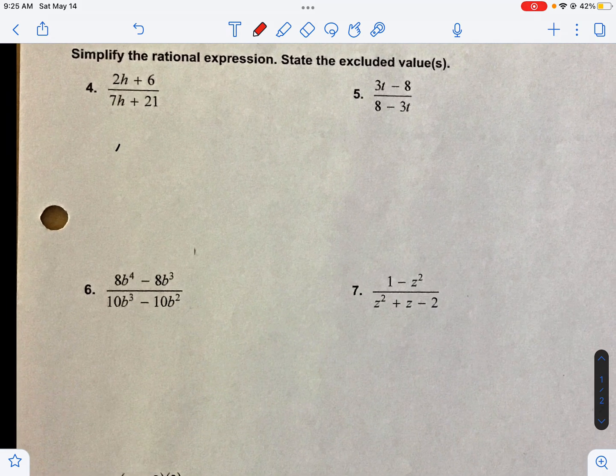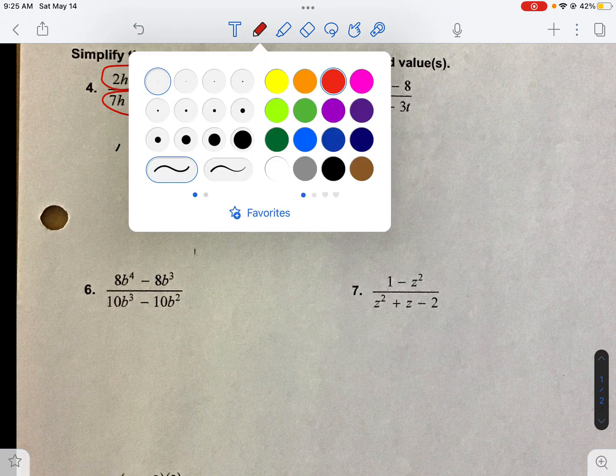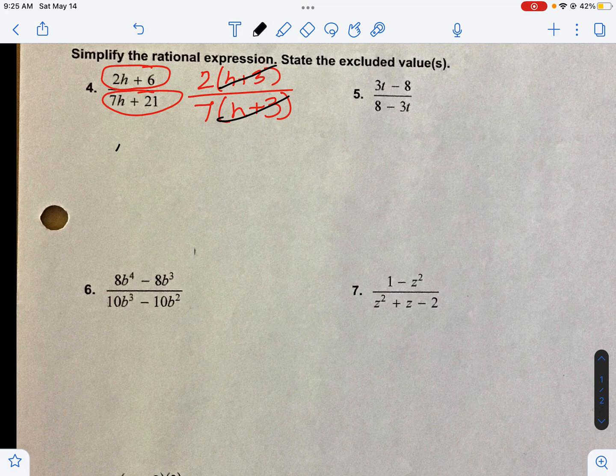Now here, when we're simplifying the rational expression, our strategy is to first try to factor the numerator and factor the denominator separately, and then see what we can divide out. So if we factor a 2, we would have that. If we factor a 7, we'd be left with this. Now we can look to cancel. We would have 2 over 7. Our excluded value would be that h cannot equal negative 3.